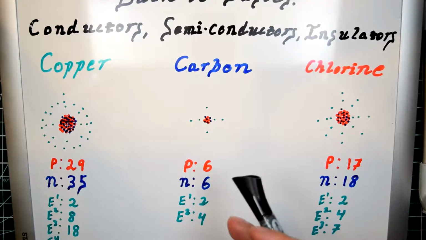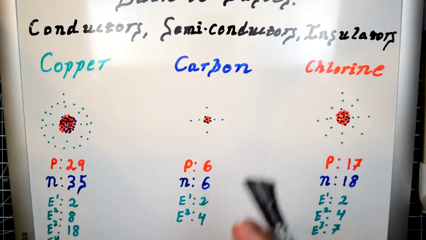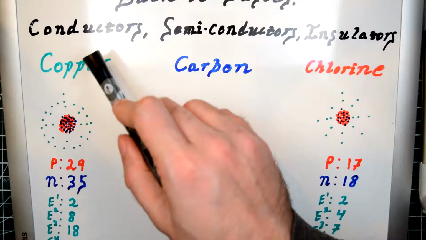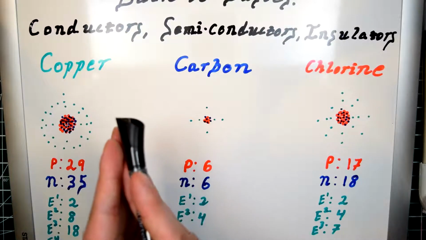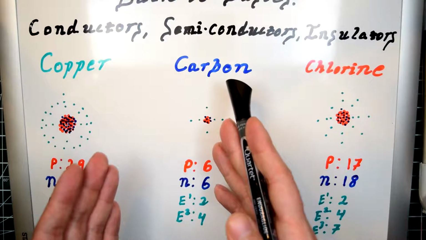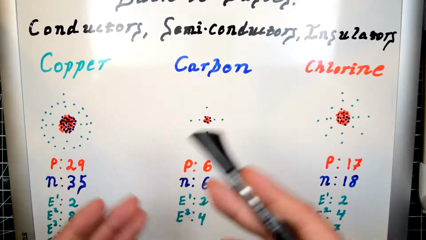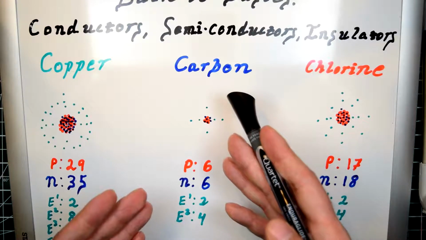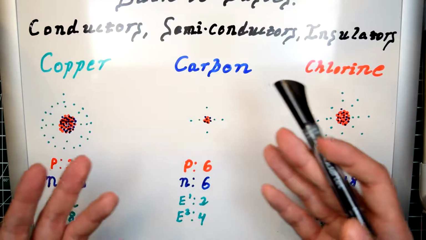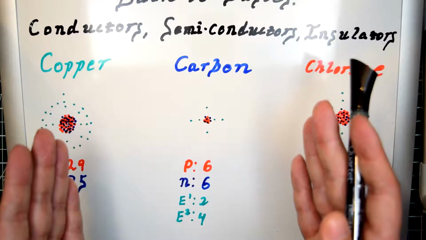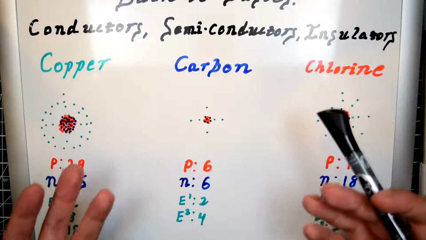Now, in electronics, we have three sort of categories of materials that we work with. We have conductors. These are what we use when we want electricity to flow easily. Then we have semiconductors, which are used in the case of, in this case I've chosen carbon, but silicon is also a very common semiconductor. And they're materials that sort of resist electric flow. And then insulators, which inhibit electrical flow.